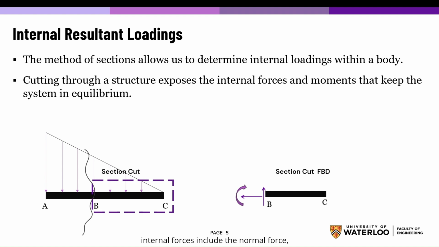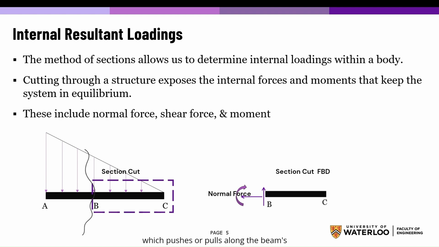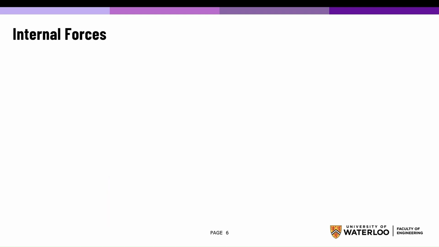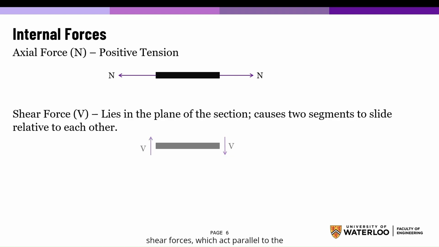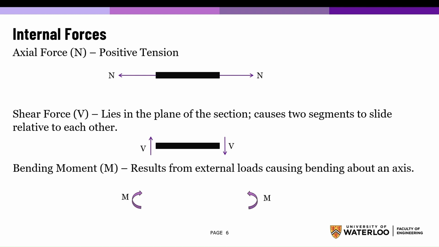So these internal forces include the normal force, which pushes or pulls along the beam's length, the shear force, which tries to slide one part over another, and the moment, which describes the turning effect of a force around a fixed point. So in 3 dimensions, we break down forces into components: axial forces, which act along the axis, shear forces, which act parallel to the surface, and moments, which result from external loads causing bending about an axis.